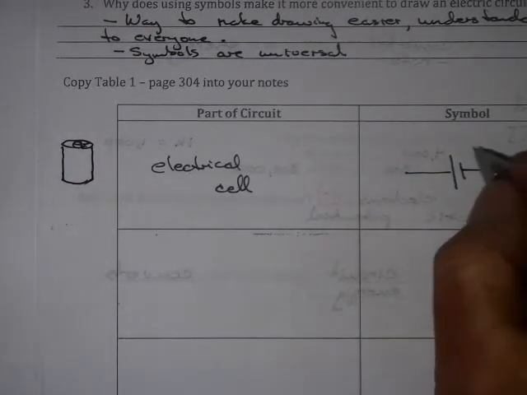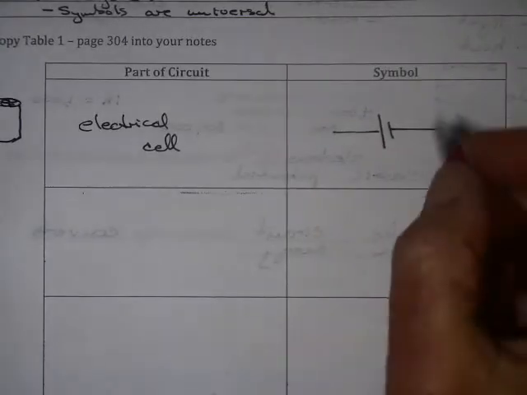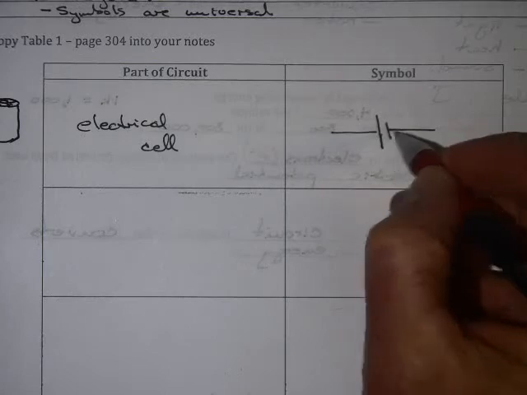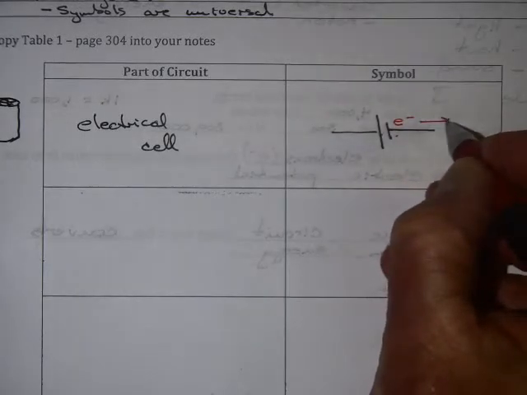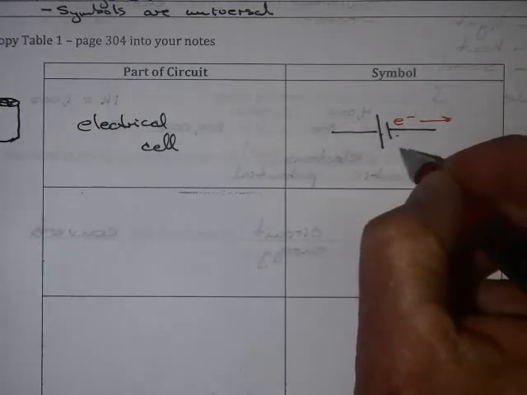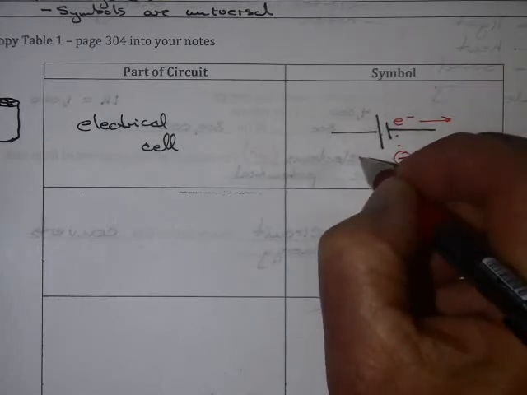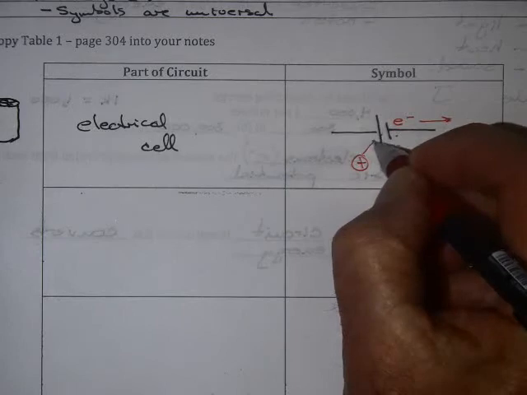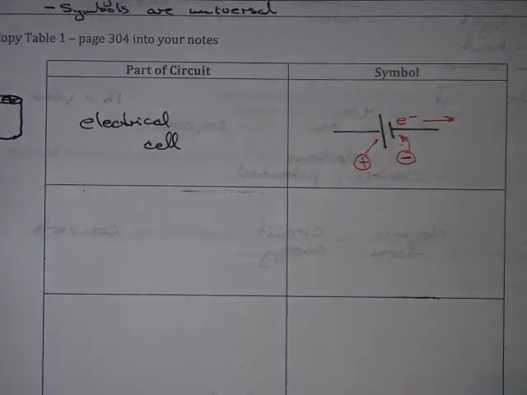Now, you should probably highlight this. This shorter part of this, don't make these the same. You need one that's longer than the other. The shorter one is where the electrons come out of. This is the negative end, because electrons are negative. That means that this is the positive end. Electrons come out of the negative end.